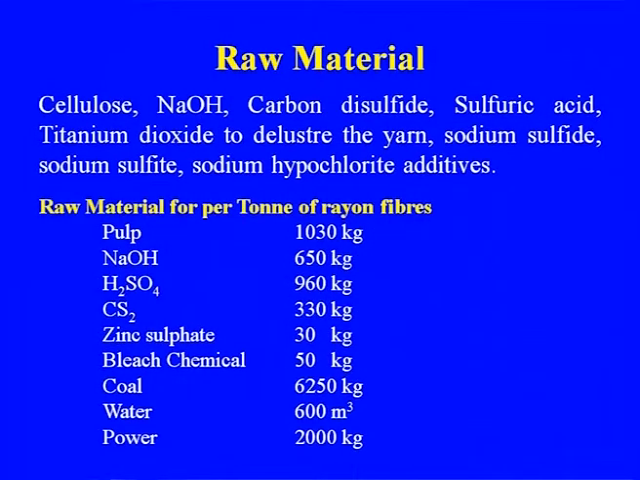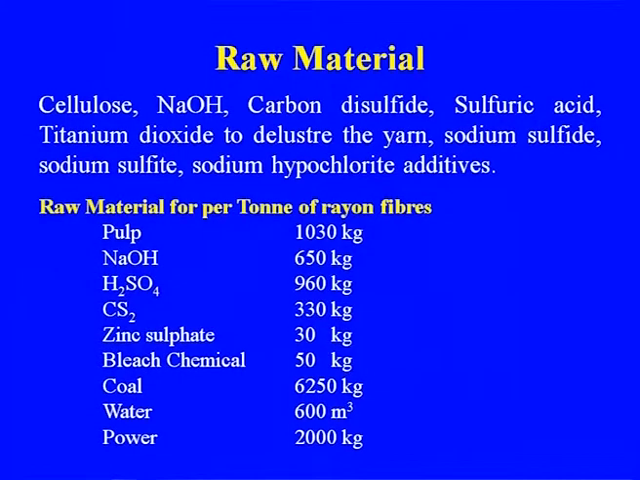What are the raw materials you see here? You see the major raw material which we are using for the making of the rayon, whether it is viscose rayon or acetate rayon, that is the cellulose. Then the caustic soda, carbon disulfide, sulfuric acid, titanium oxide to deluster the yarn, and then the sodium sulfide, sodium hypochlorite. These are some of the other raw materials.